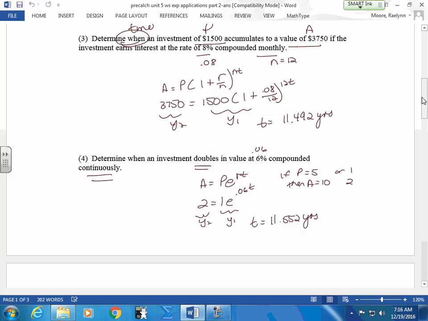Okay, check 3. 3 is the compounded monthly. Don't forget to put your interest rate into a decimal. Even if it contains a decimal, you still need to move the decimal 2 places over. Otherwise, you're getting a lot of money back. If you find yourself getting a lot of money back, something went wrong.